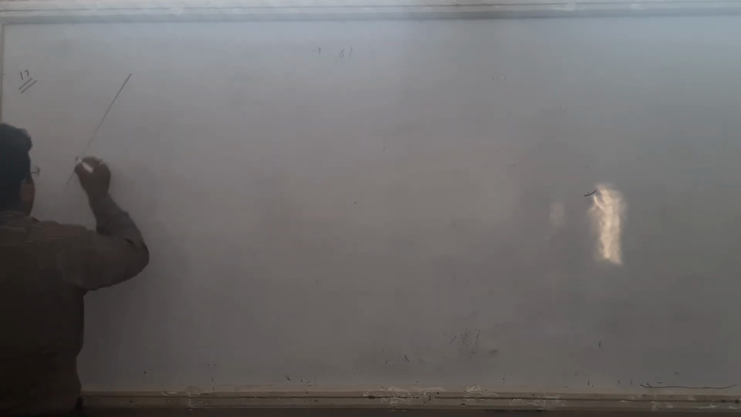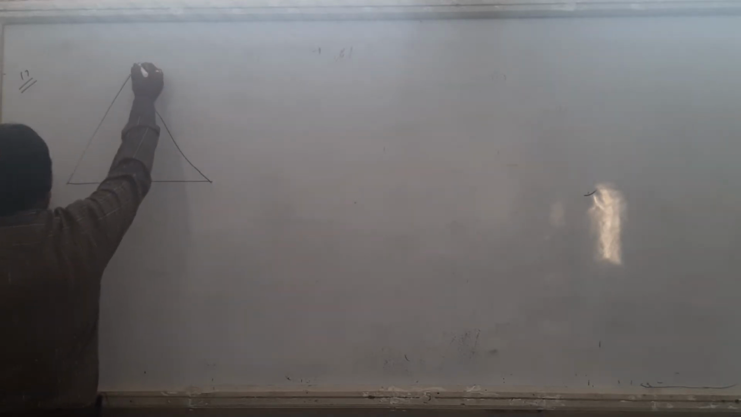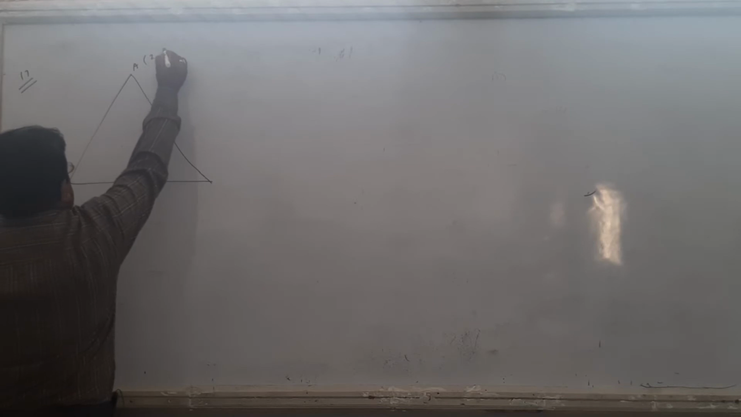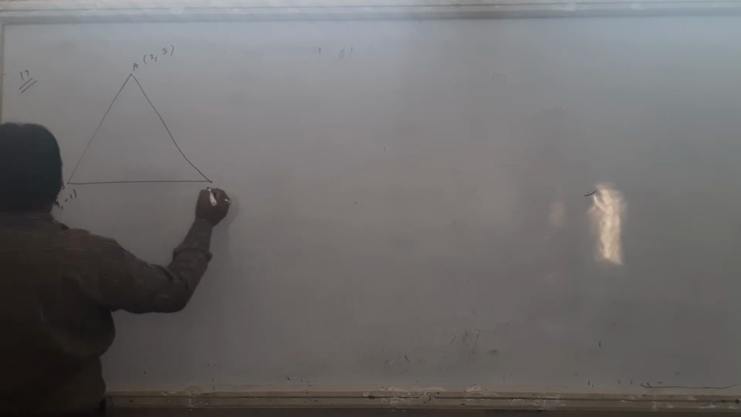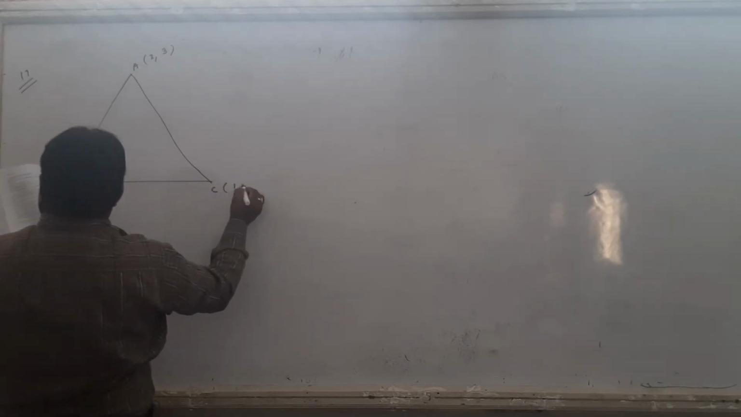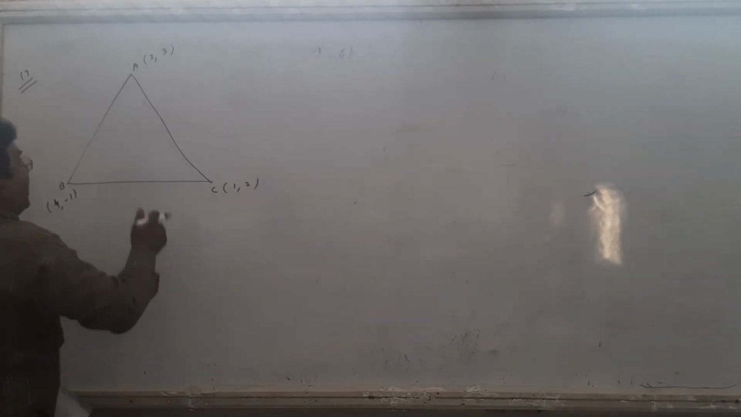The first thing is question number 17. In a triangle ABC, the vertices A, B, C are given. Question number 17. Then this is the triangle. Now the coordinate of A point is given 2, 3. Coordinate of B point is given 4, -1. And coordinate of C point is given 1, 2. And find the equation and length of altitude.